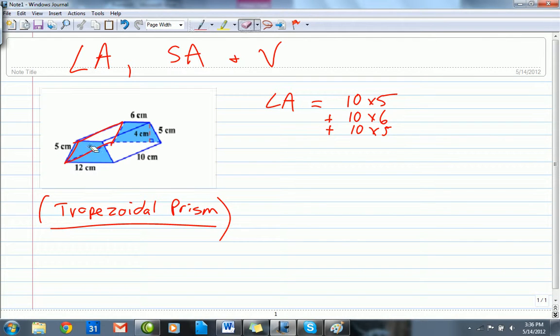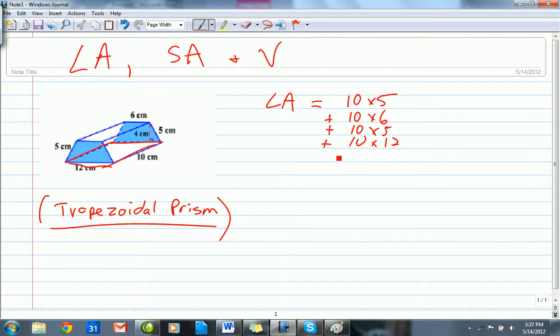And there's one more, because there are 4 sides in the trapezoid base. 1, 2, 3, 4. So there will be 4 lateral faces, all of which will be rectangles. And that last lateral face is going to be a 10 by 12.